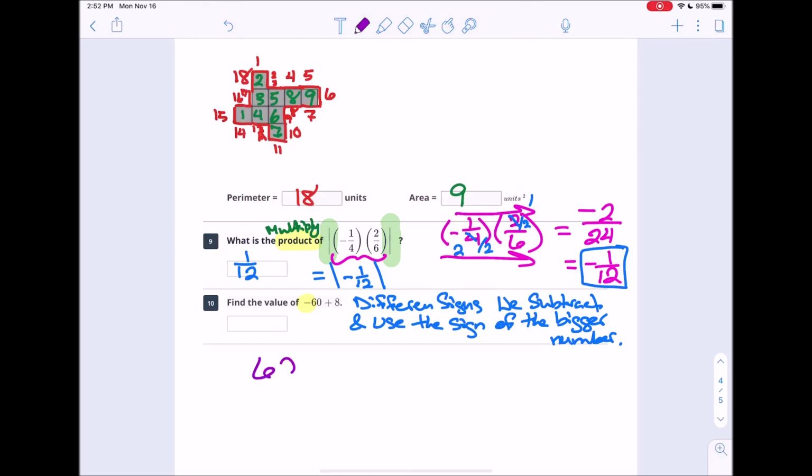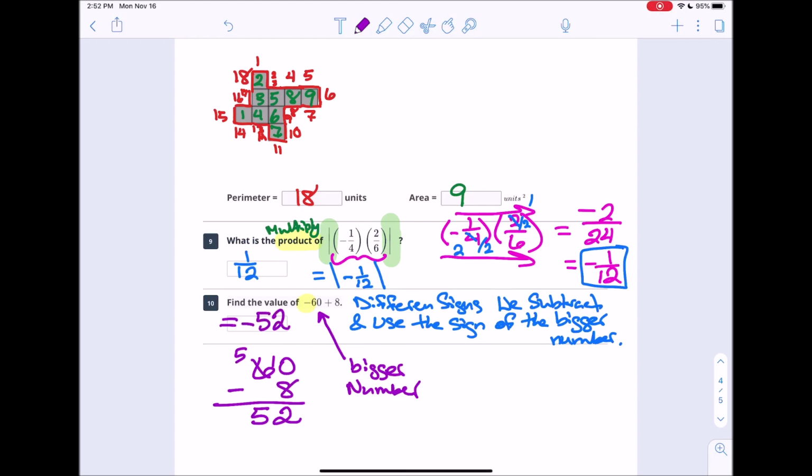We have 60 minus 8, okay? And you get 52. Then you use the sign of the bigger number. 60 is the bigger number. And 60 is negative, so my answer is going to equal negative 52. Okay, and that's the answer for number 10.